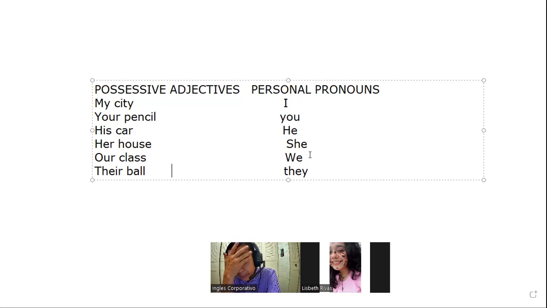¿Tiene alguna pregunta sobre esto, Beatriz? Solo corroborando, entonces primero va el nombre y después seguido va un adjetivo. No, primero el adjetivo y después el nombre. En este caso, el adjetivo indica posesión. Si se fija, los adjetivos que vimos ahora en la clase indican descripción, por ejemplo, grande, pequeño, bonito, azul, verde. Pero en el caso de estos adjetivos, indican que el dueño, el poseedor de la ciudad, soy yo. Que el dueño del lápiz eres tú. Que el dueño del carro es él. El dueño de la casa es ella. Y que nosotros somos los dueños de esta clase, ¿verdad? Oh, ok, muy bien.